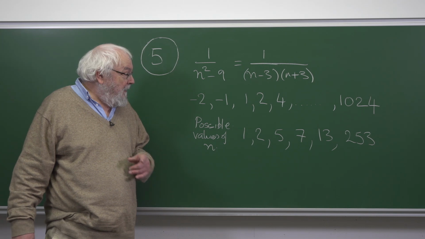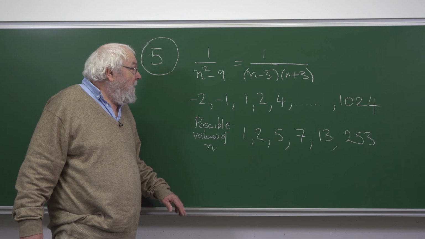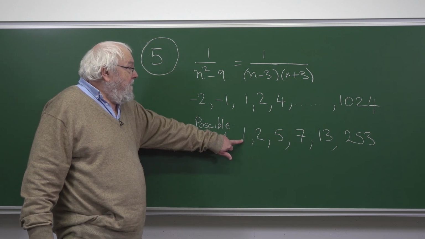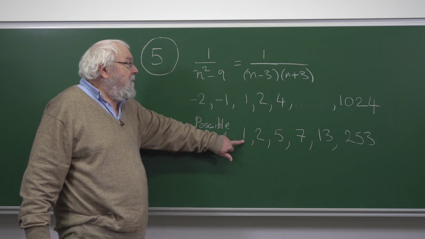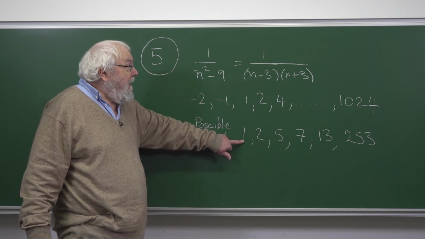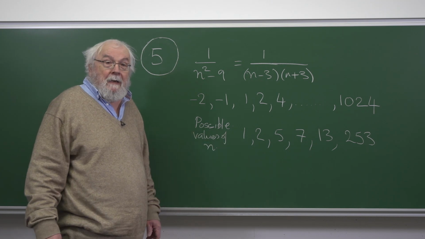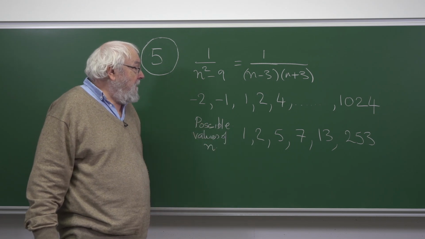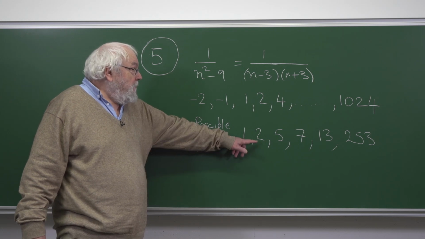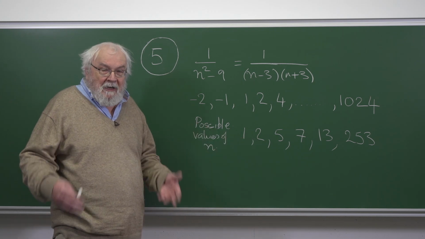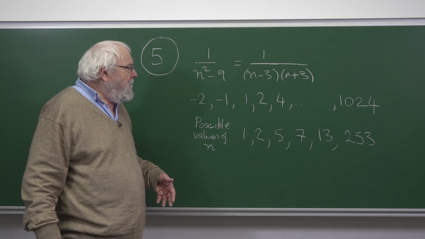So when you've done that check, you get these values of n. They're exactly the ones that work. So, for example, when n is 1, then n minus 3 is minus 2, which is fine, and n plus 3 is 4, which is also fine. They're both only divisible by powers of 2. 2, on the other hand, 2 minus 3 is minus 1. That's okay. 2 plus 3 is 5, which is only divisible by the primes 2 and 5 at most. It doesn't have to be divisible by both.